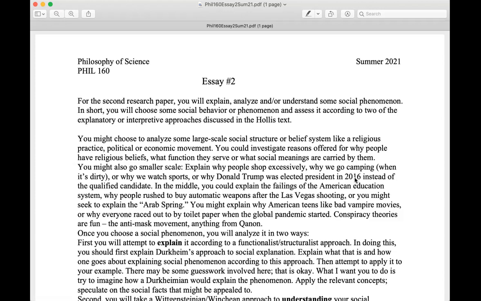Why was Donald Trump elected to president in 2016? Social scientists are still wrestling with this one, even though we have a competent person in the White House now. Here's a guy who had no experience and really no intelligence and somehow found his way into the White House.